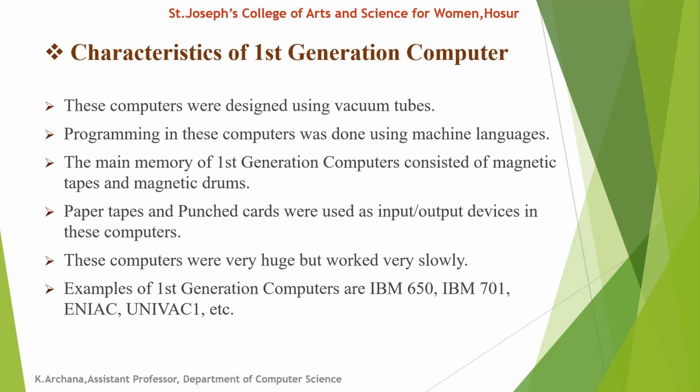Next is the characteristics of first generation computers. These computers were designed using vacuum tubes. Programming in these computers was done using machine languages. The main memory consisted of magnetic tapes and magnetic drums. Paper tapes and punched cards were used as input-output devices. These computers were very huge but worked very slowly. Examples of first generation computers are IBM 650 and IBM 701.